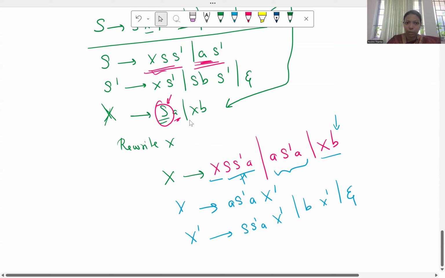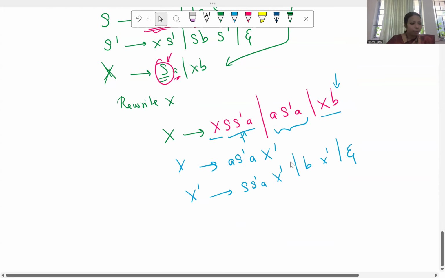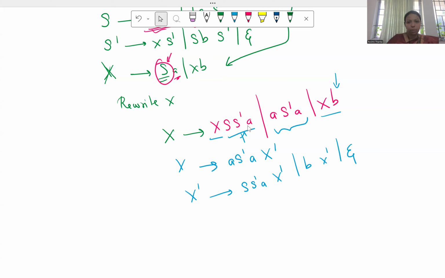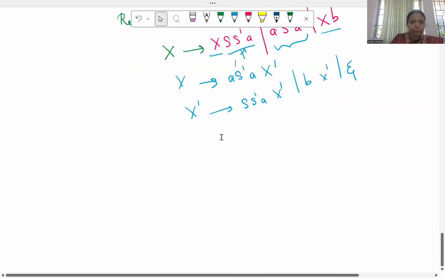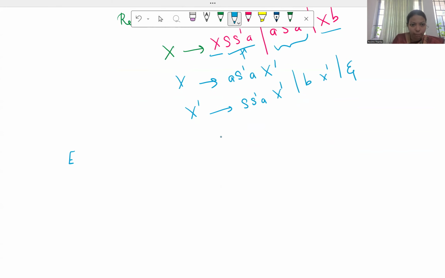Hereafter we are not going to use this. After replacing, we got an indirect left recursion also, and we have eliminated it. So hope you got it. If you want to understand it a little further, let me take one more example so that you will be very clear. So let me take the next example.